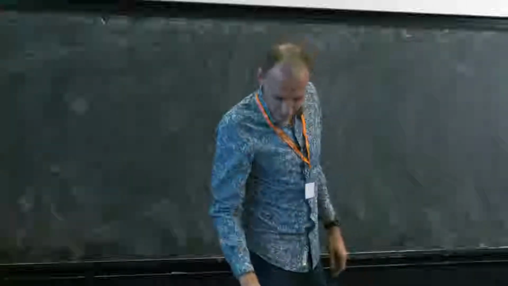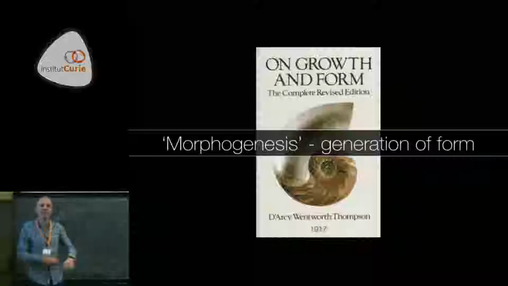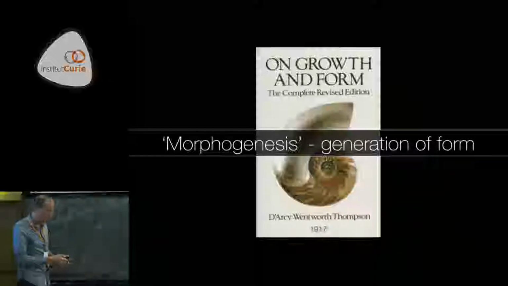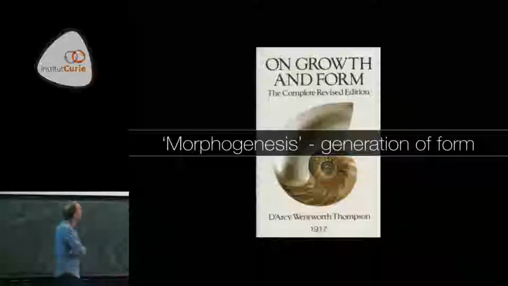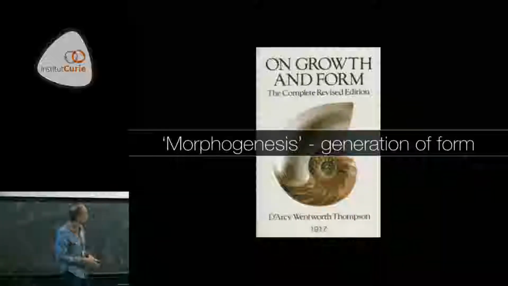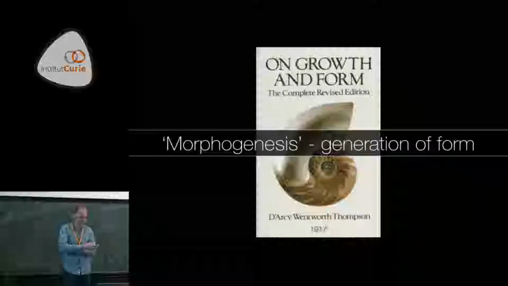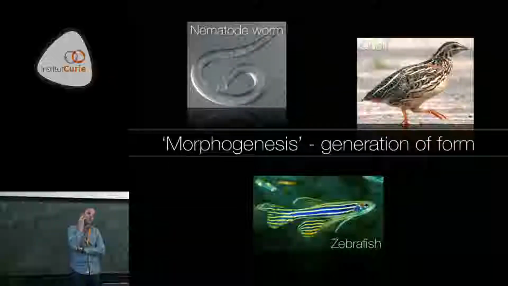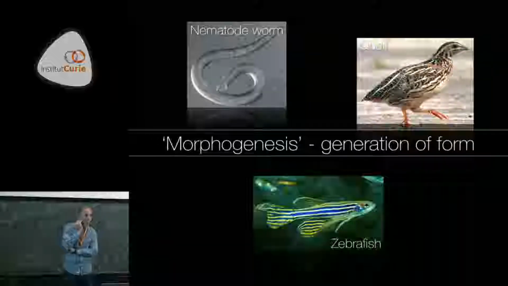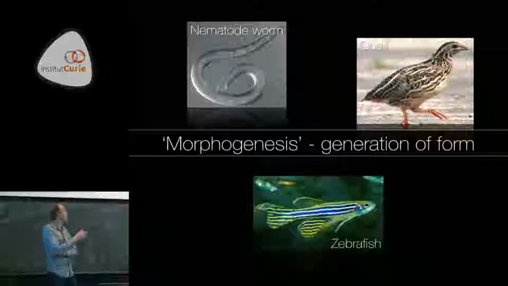So we, like many, are motivated by this book, which I'm sure that most of you are aware of. This is, of course, On Growth and Form, written by D'Arcy Thompson, published about 100 years ago. And he, I guess, was the first to really outline the problem of morphogenesis. Okay, so of course, morphogenesis, generation of form. Here you see a few examples. And an important question to ask is, how do all these complex structures arise?